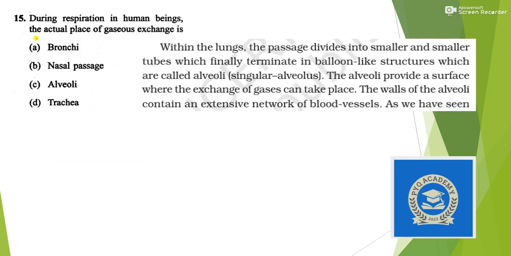Now, during respiration in human beings, the actual place of gaseous exchange is, so you can see here, within the lungs. The passage divides into smaller and smaller tubes, which finally terminate in balloon-like structures called alveoli, and the alveoli provide the surface where the gaseous exchange takes place. So alveoli is the place where gaseous exchange takes place. So the answer is option C.